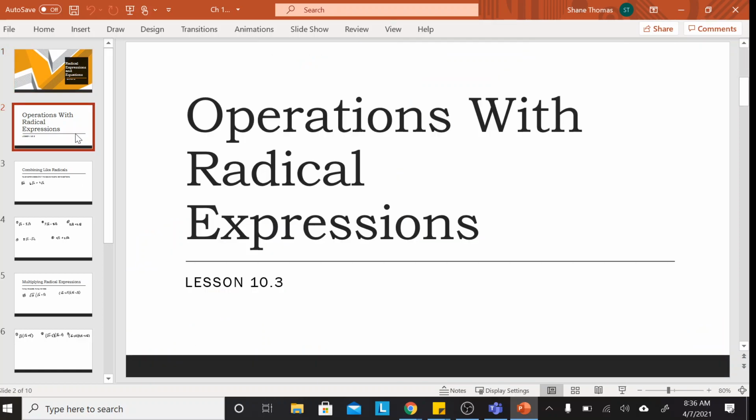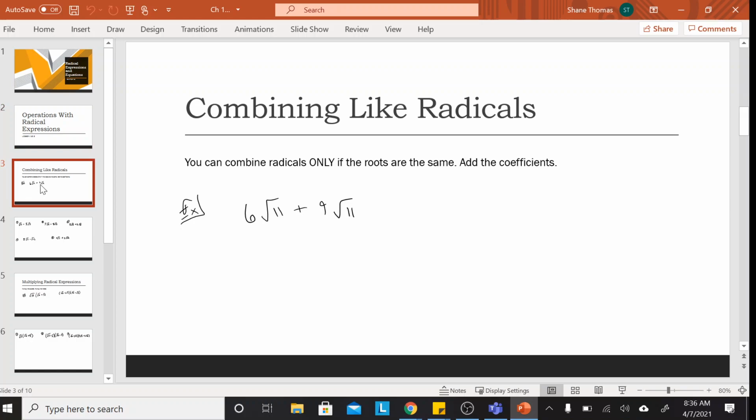This is 10-3. So this is where we're at. Like I said, a lot of this is going to feel like review for us. There'll be one new thing here at the end. All right, so operation with radical expressions. The first thing, combining like radicals. If you're going to combine like radicals, you can combine radicals only if the roots are the same. They must be exactly the same.